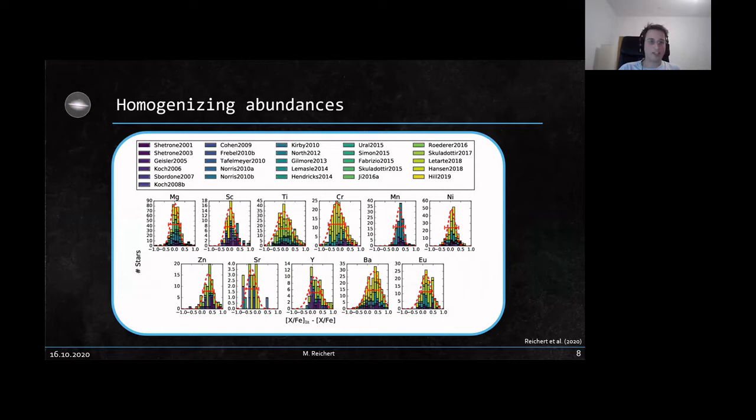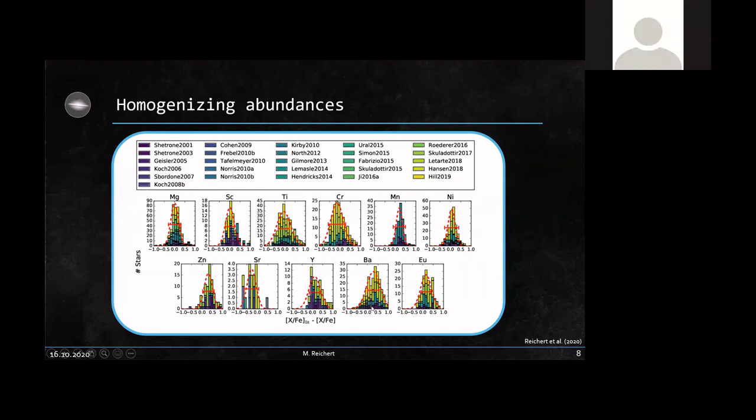And here now we have the number of stars on the y-axis and the residual on the x-axis. So zero would be that we hit basically exactly the same abundance as the literature. I just fitted a Gaussian to the differences, the residuals. And you can also see that for some elements, there are some systematics included, like for barium and so on. So they exist.